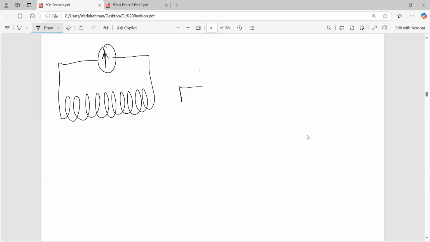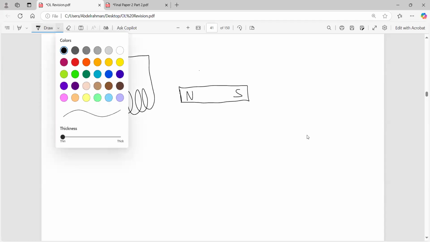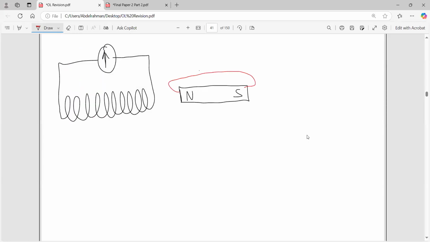Okay, and then you have the magnet. This is the magnet, North Pole and the South Pole. As the magnet moves towards the left, what happens? The magnet has a magnetic field, north and south. As it moves, the magnetic field lines cut the coil, inducing a current in this coil, and therefore the ammeter will start to deflect.